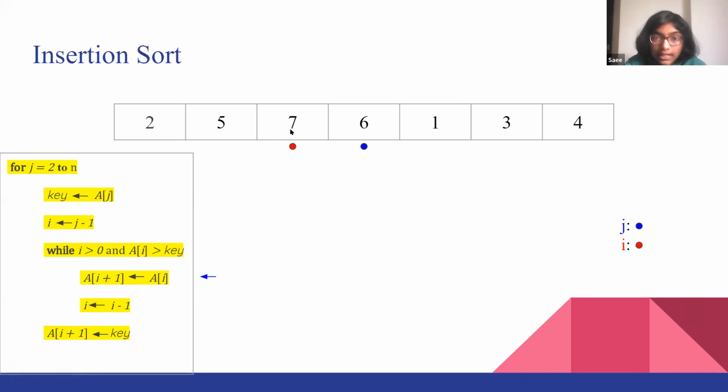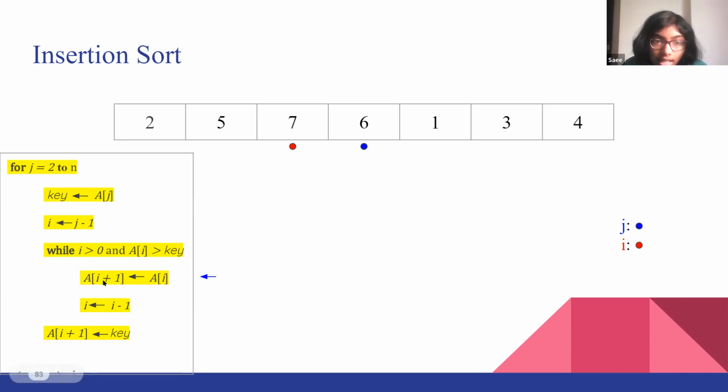We are just going to politely ask 7 to shift 1 to the right so that we have a place for 6. Do you remember the idea that I told you in the beginning? We had 1, 2, 4, and 5, and we wanted to insert 3. And if we find a number greater than 3, we politely ask it to shift to the right. Exactly what we are going to do here. We are going to ask 7 to shift to the right.